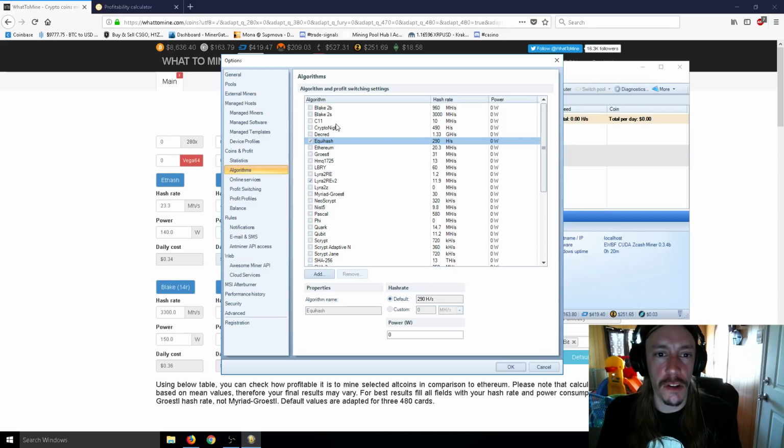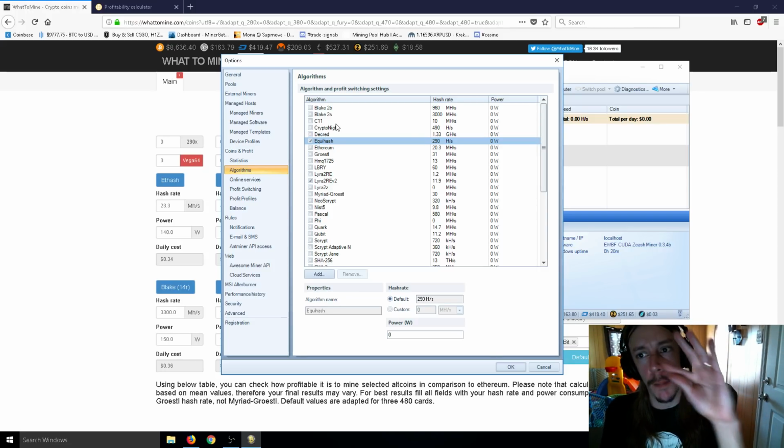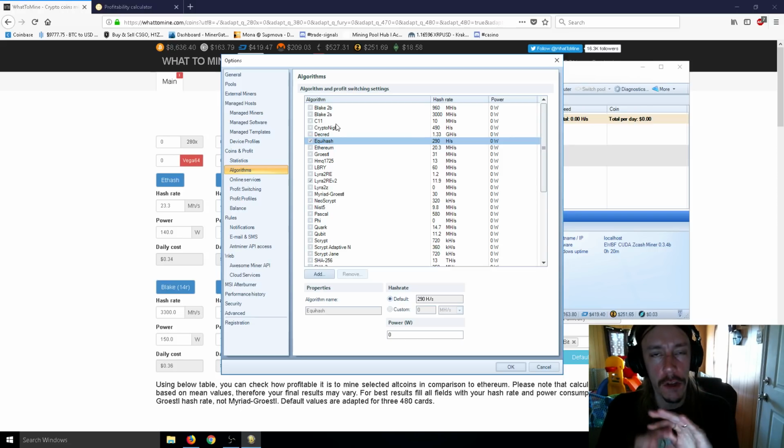So PPLNS system is, imagine it like a hill, if you will. So you have a hill, and you start with shares down here, and you're only getting a little portion, and then you get to the top, and you'll stay at the top as long as you're mining, and then when you stop your miner, it'll go back down the hill until it ends. Whereas prop payout immediately goes to the top of the hill.